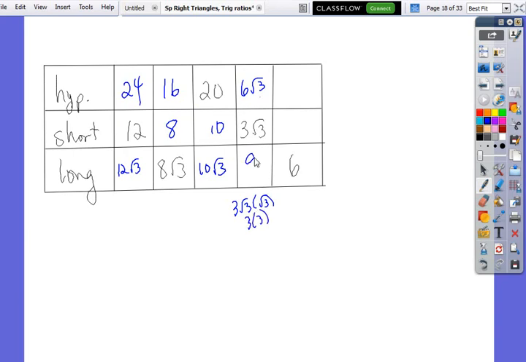All right, if it gives me the long side, divide by root 3. All right, now how am I going to fix that? You multiply by root 3. So 6 root 3 over 3. Those simplify and you get 2 root 3. Then you multiply by 2. You get 4 root 3 there.